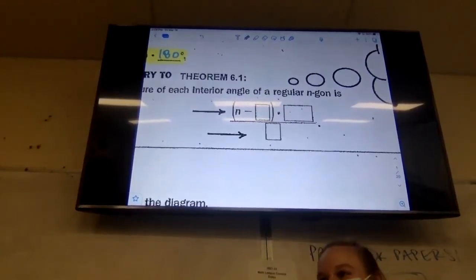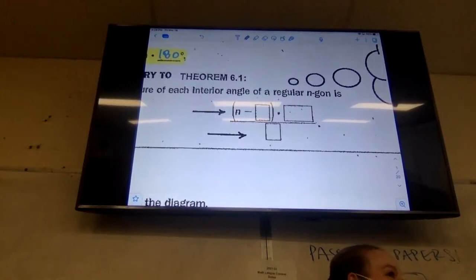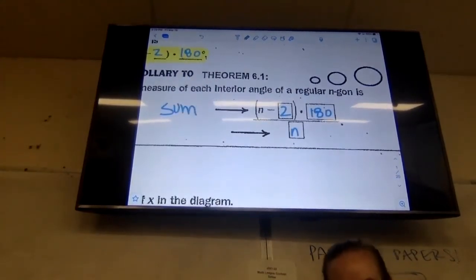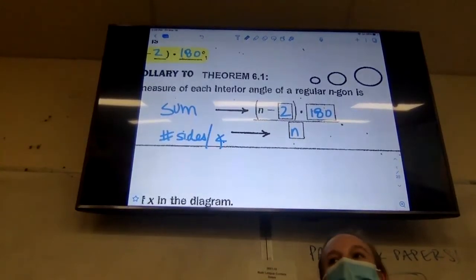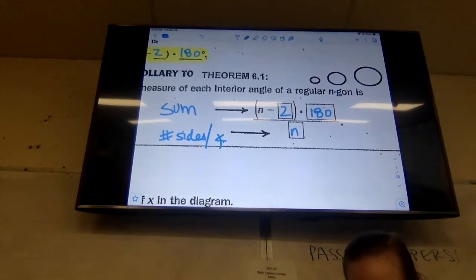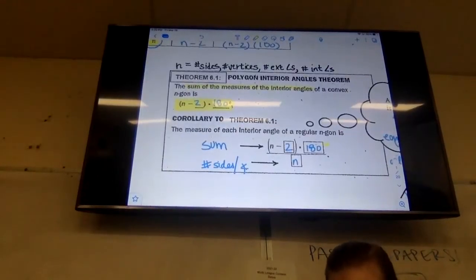Okay, great. All right, so that being said, if we have a regular shape, then that means all of the angles are the same. So I can take the sum of the interior angles and divide by how many there are. So the sum is n minus 2 times 180, and I'm going to divide it by the number of sides, the number of angles I have. So these two formulas we're going to use on this front paper, and then more on the back side. We're going to do a lot of examples with these now and on homework. So we have to remember these formulas.